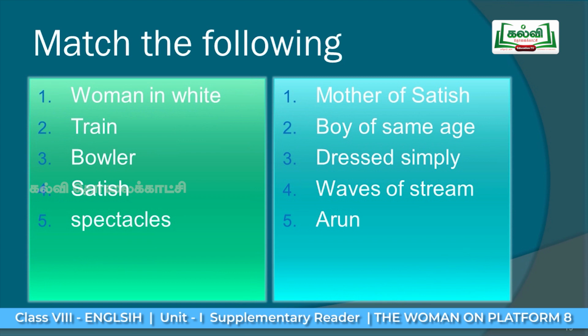The fourth one is Satish. Who is Satish? Satish is a boy of the same age. Then the fifth one is spectacles. Who is wearing spectacles? Mother of Satish.